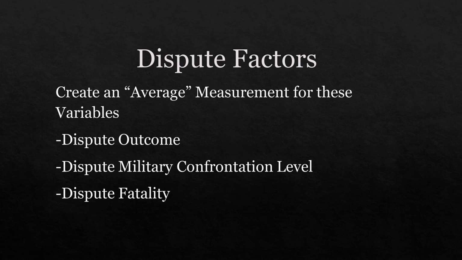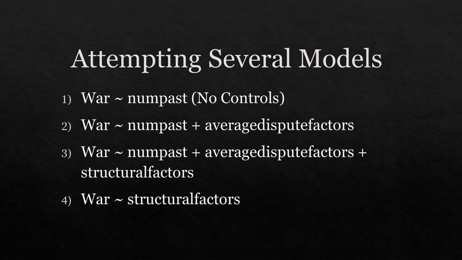So my idea is to assign numerical values to every category of these variables and create a sort of average outcome, which isn't necessarily the best because a lot of these categorical variables aren't interval variables, which means the average might not signify a lot, but it would still be valuable to control for. And the variables that we'll probably look at are dispute outcome, dispute military confrontation levels, and how many people were killed. And we can come up with averages for those for the history of disputes that leads up to a potential escalation.